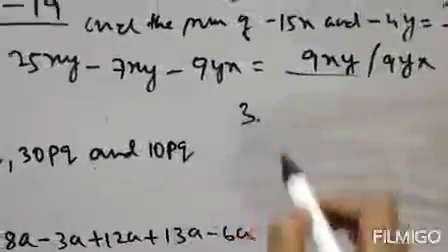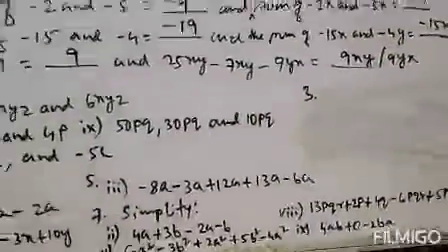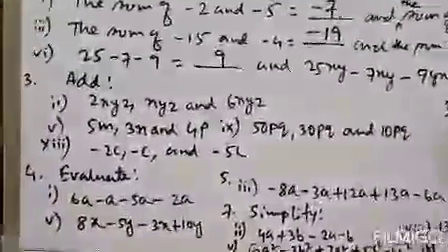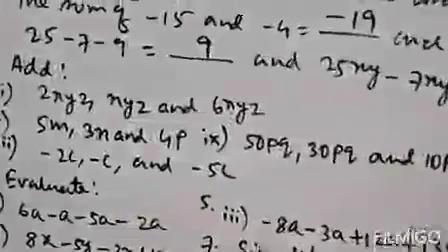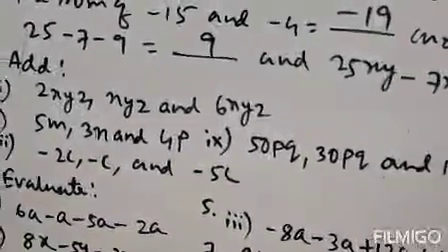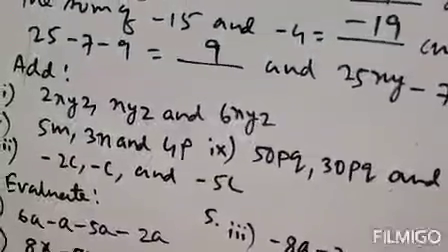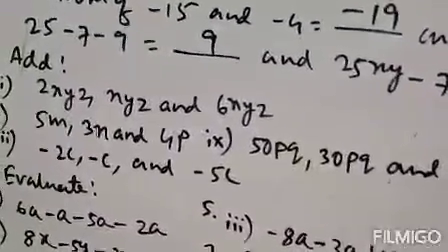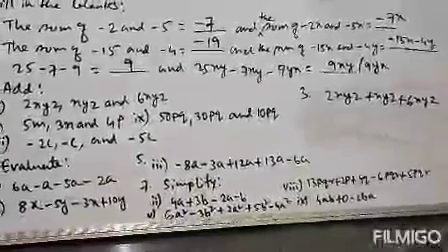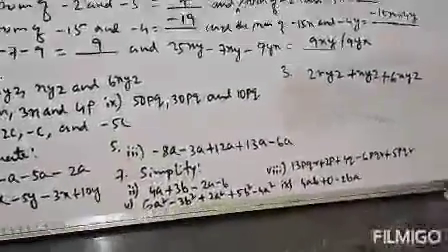Next, question number 3. We have to add the three terms, that is 2xyz. So write first 2xyz, then xyz, and 6xyz.